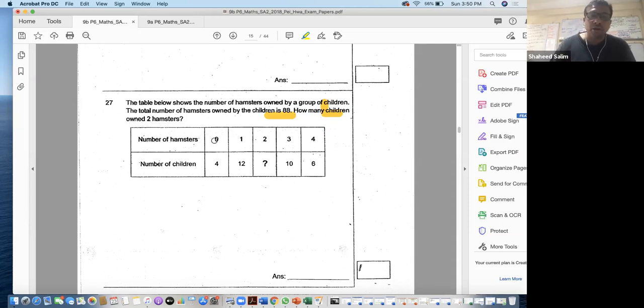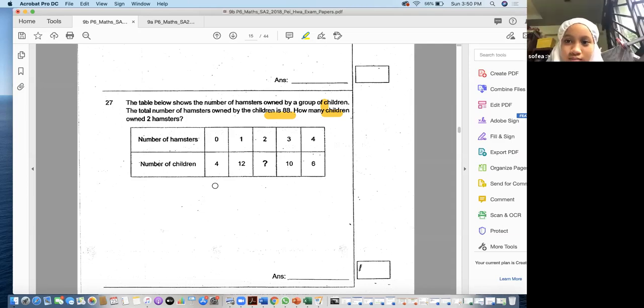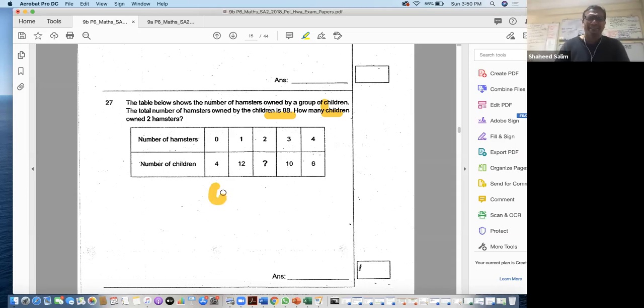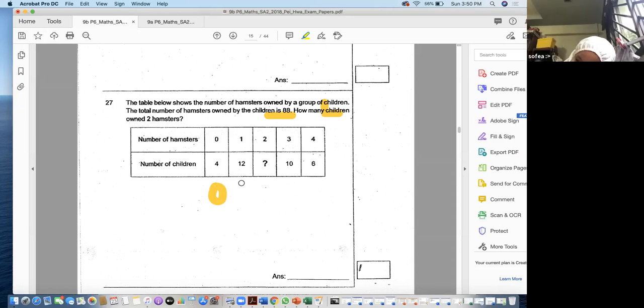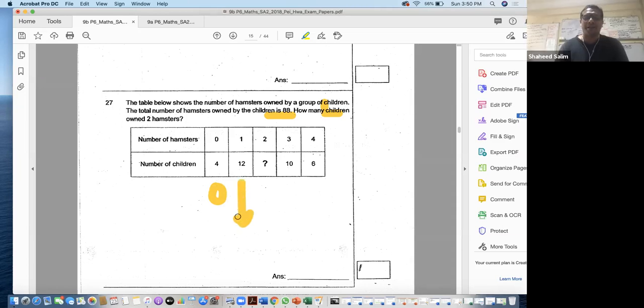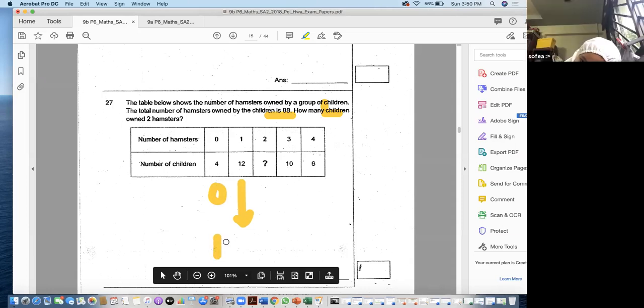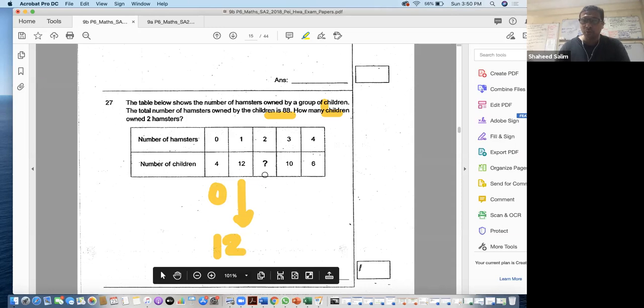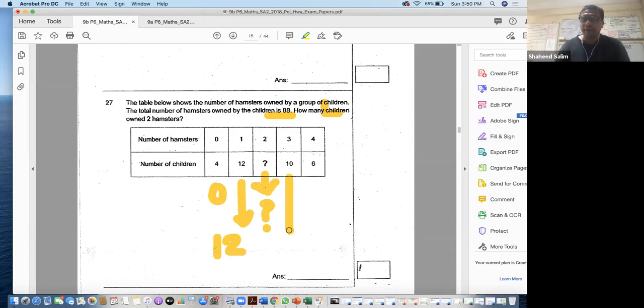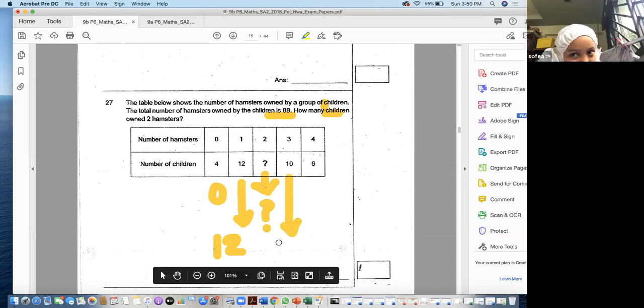Now, 4 children got 0 hamsters. How many hamsters do they have? 0, 0, 0, 0. Okay, now 12 children have 1 hamster. How many do they have? 12. Good job. Now, this one we don't know. We have to find out how many hamsters they have later. Now, 10 children have 3 hamsters each. How many? 30. Good.